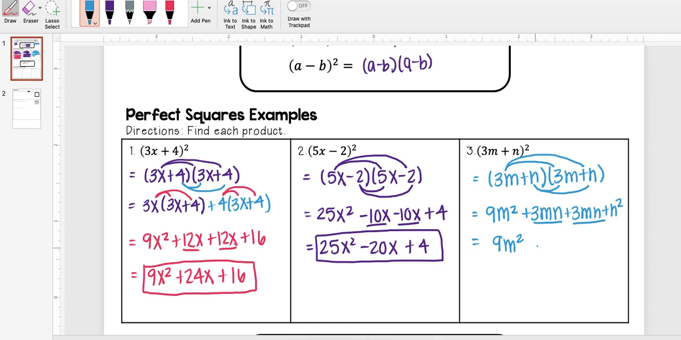3mn plus 3mn, they have the same variables with the same power, so I can combine those to get 6mn plus n squared. So something you may notice with this pattern is that all of these in the middle here end up being the exact same number, and that will be the case every time with these problems.